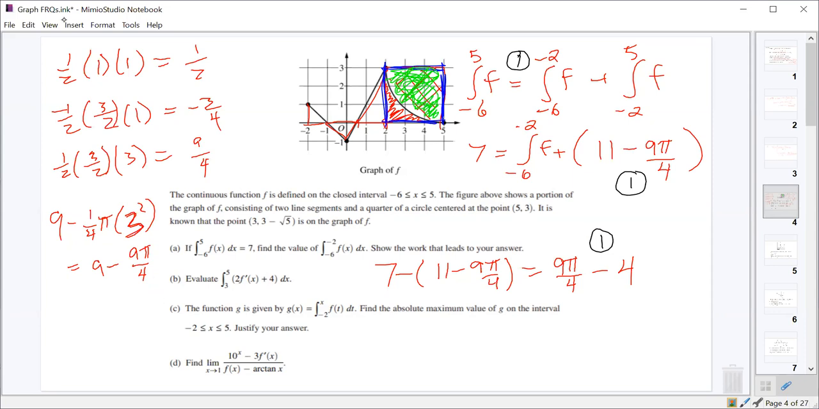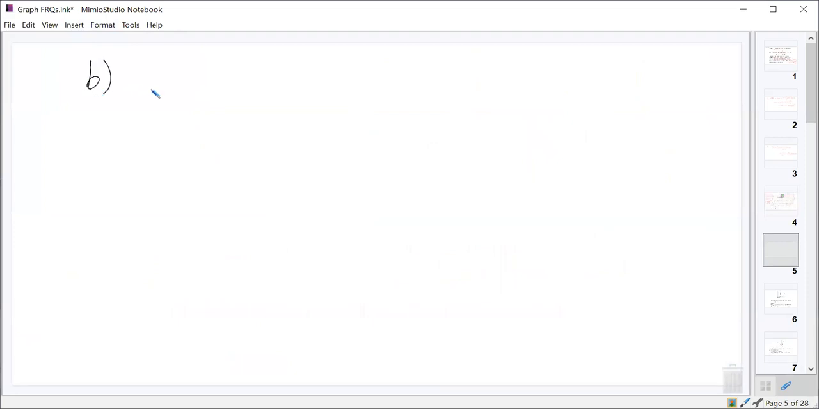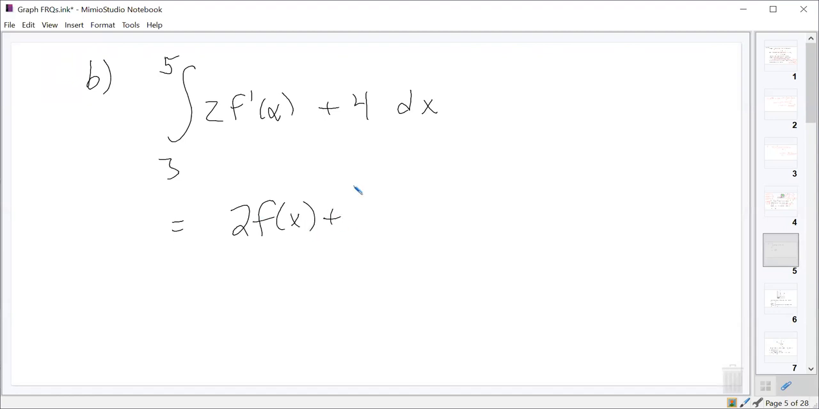Part B, let's just get a new page here. Part B says we're going to integrate 2f prime of x plus 4 dx, from 3 to 5. So what's the integral of 2f prime of x? 2 times f of x. What's the integral of 4? 4x. They gave you 1 point if you got that. Then they gave you 1 more point if you could do arithmetic correctly.